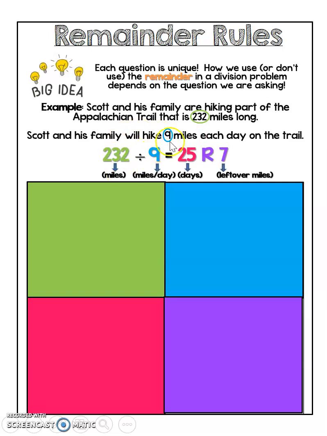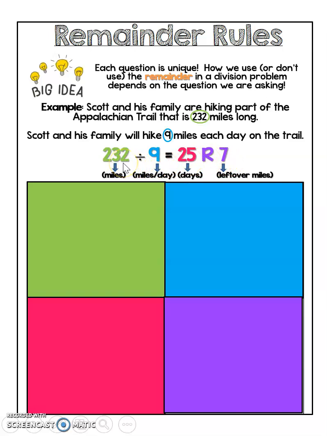232 total miles are being split apart, so I'll write that first as my dividend. I'm dividing those by 9, which represents 9 miles per day. I got that right from the second sentence in the story problem. And when I do the math on that, I end up with an answer of 25 remainder 7.